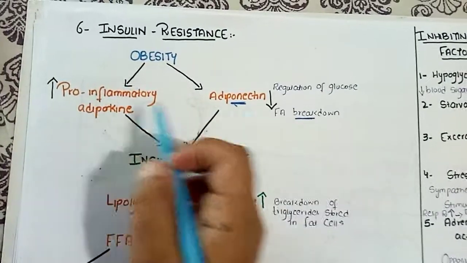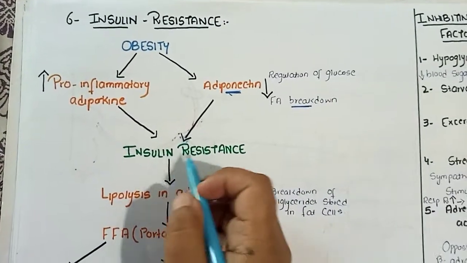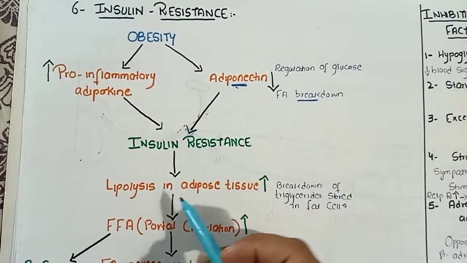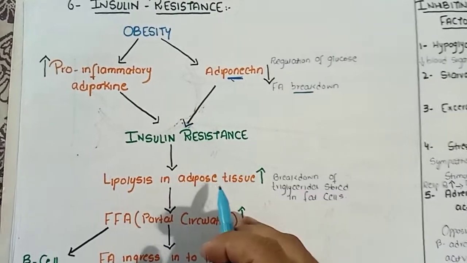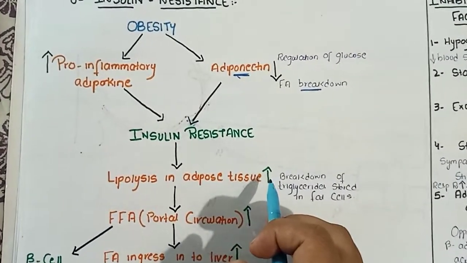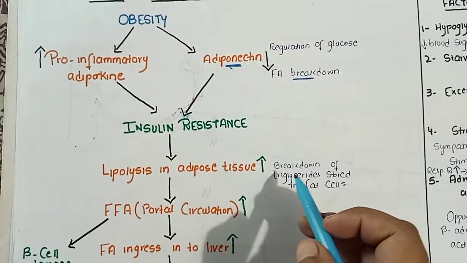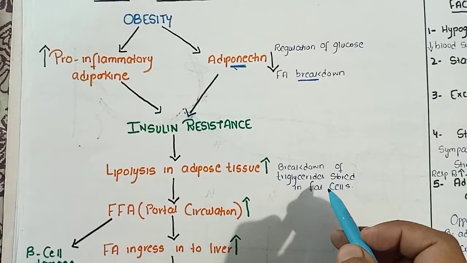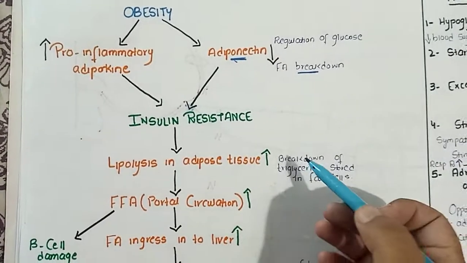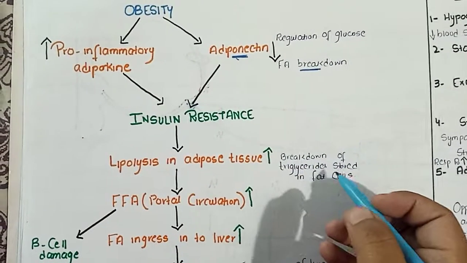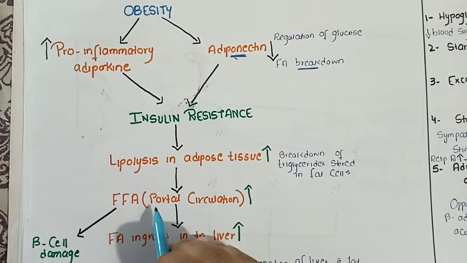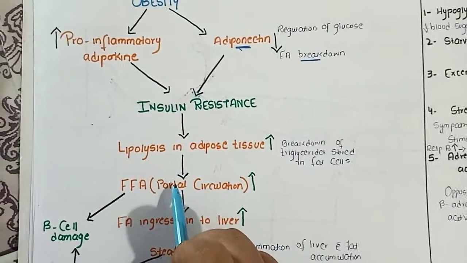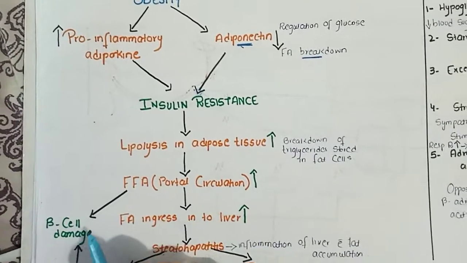So these two effects will cause the insulin resistance, and as a result of insulin resistance, lipolysis in the adipose tissue will be increased, or we can say that breakdown of the triacylglycerides stored in the fatty acids will also increase, and due to the breakdown of the triglycerides, the free fatty acid concentration in the portal circulation will increase, and this effect will cause further two effects.